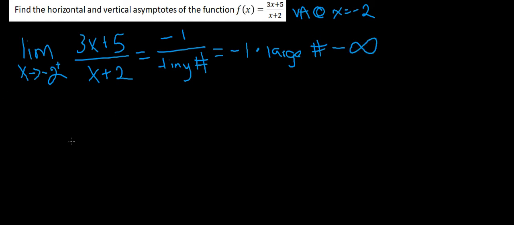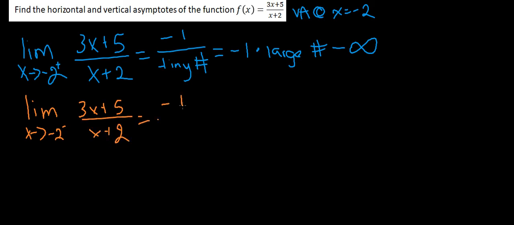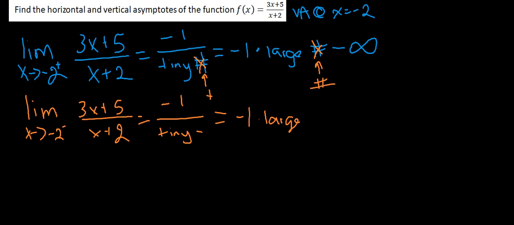But we could also approach it from the other side. If we did the limit as x approaches -2 from the left of 3x plus 5 over x plus 2, we would get -1 over a tiny negative, which would be -1 times a large negative. Negative times negative is a positive, and that would be positive infinity. And that's kind of what we're looking for.